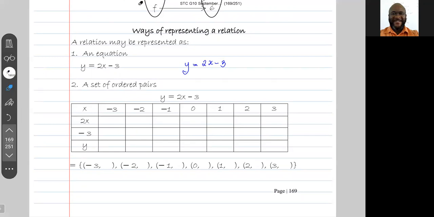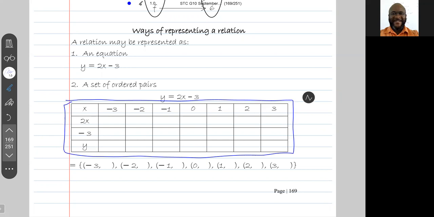Stay with me. Now, the same relation, y is equal to 2x minus 3, can be represented as a set of ordered pairs. Now, a set of ordered pairs is simply corresponding values of x and y from the same equation. All right, sorry about that intermission. So now a set of ordered pairs is simply corresponding values of x and y from the same equation. All right, so what I did here, this table here is called a table of values.